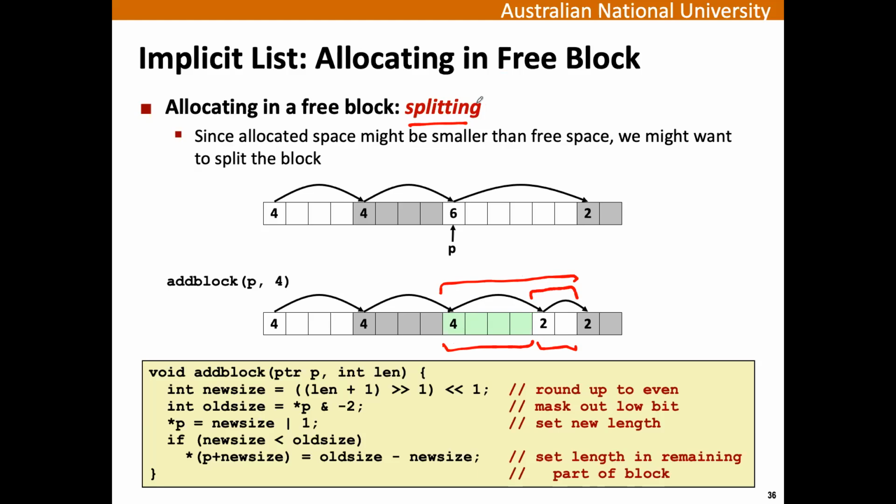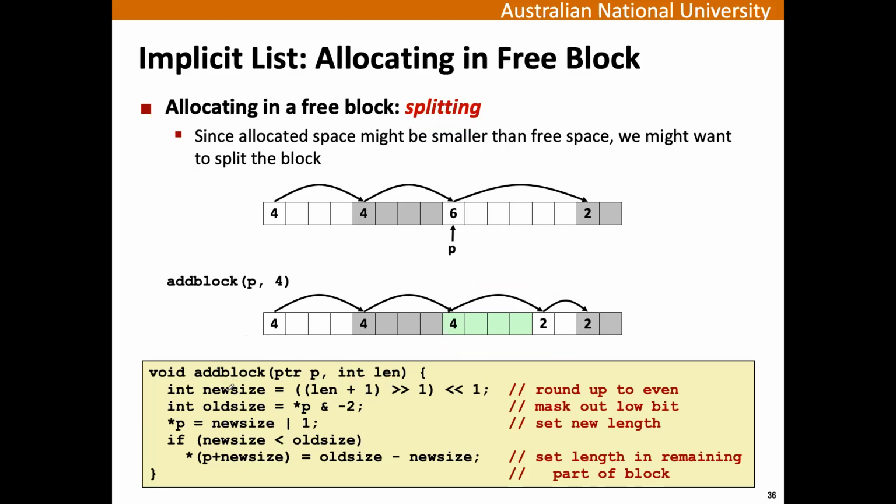So the code for that is here. We have a pointer and the length that we are looking for, and we want to add a block to our list of allocated blocks. So this is pretty clever.